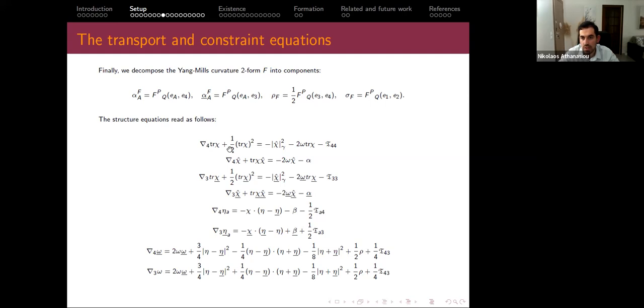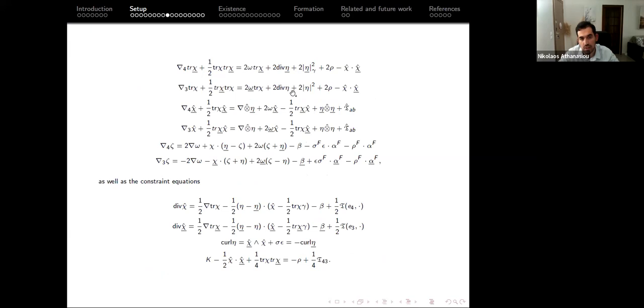With this, we express everything in terms of structure equations, the Bianchi equations, and now the Yang-Mills equations, as we will see. These are the structure equations, the form that they take. These are structure constraint equations. These are all rather well known. And these are the Bianchi equations, the form that they take.